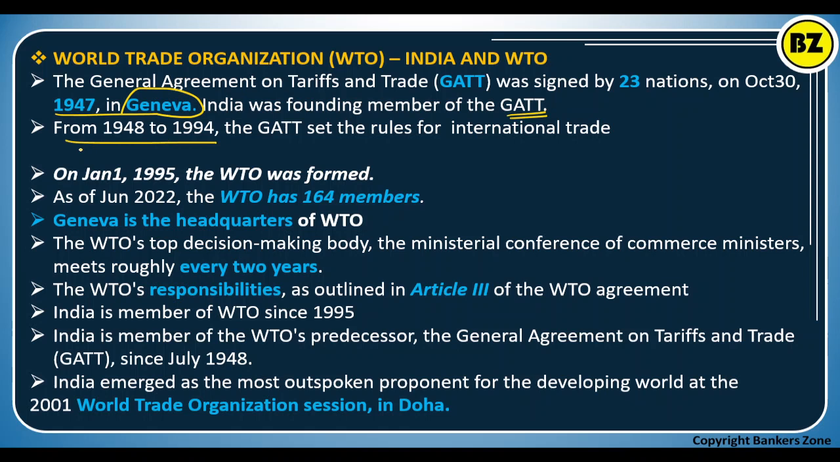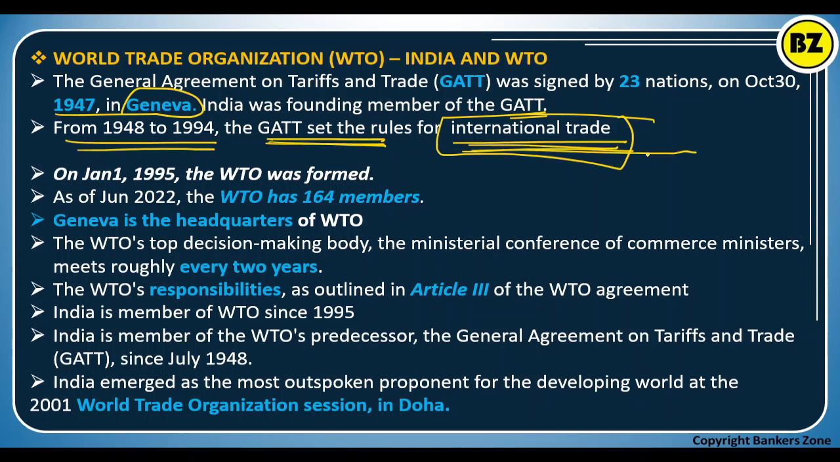From 1948 to 1994, GATT set the rules for international trade. This was one of the important organizations we can say. It is simply an agreement which was setting the standard for international trade.